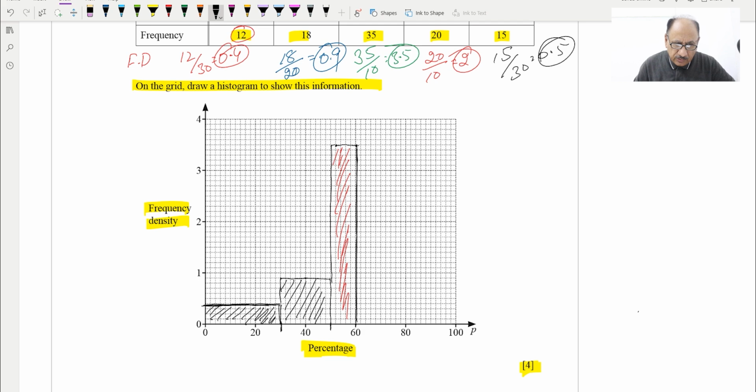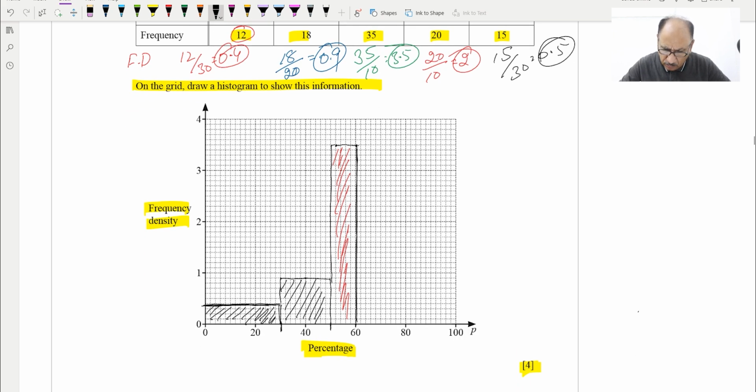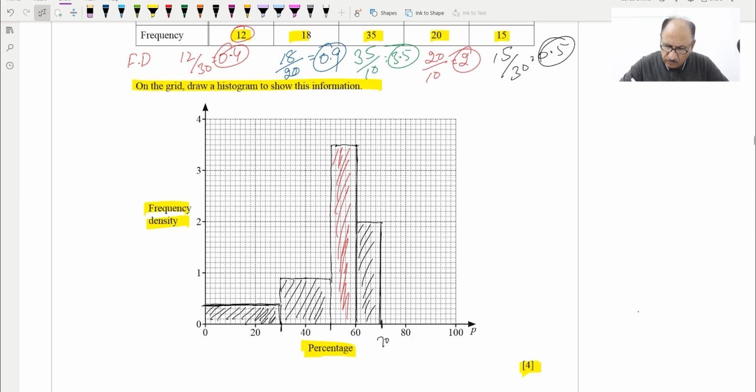And next is from 60 to 70, which is 2. So 60 to 70, 1, 2, 3, 4, and 5. So this is 70. Up to 2 we can draw a line over here, and this will be our histogram for that. Now I think the last one, 70 to 100, is 0.5. 1, 2, 3, 4, and 5 over here. This will be the line.